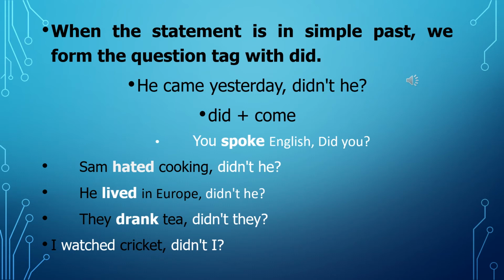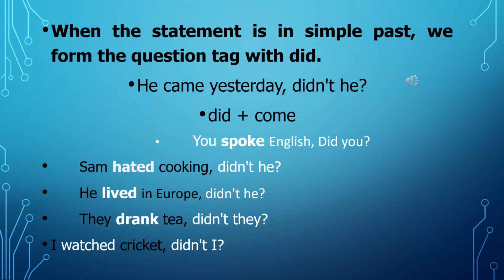So we make it as did not he. So we have to confirm it as did not. So we make it into a contraction, saying didn't he. Here it comes, did plus come. Okay. Next statement. You spoke English. Now spoke tells us that it is in simple past tense. So, you spoke English. Did you?